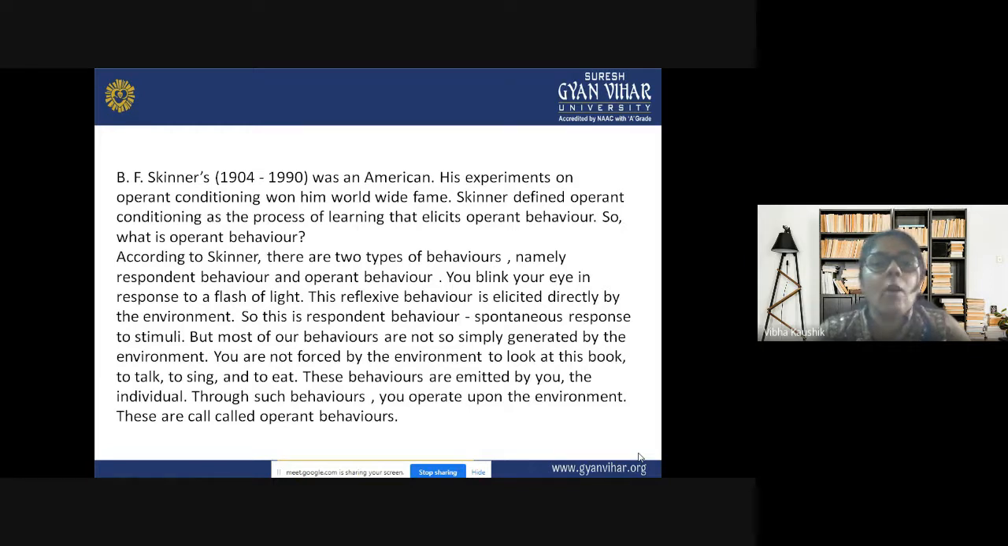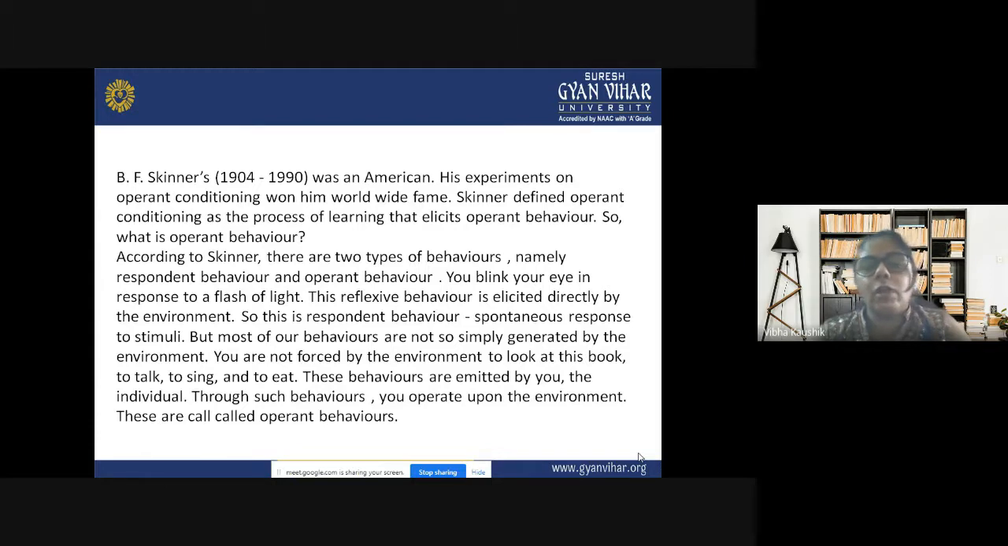Skinner defined operant conditioning as the process of learning. Skinner defined the concept of operant conditioning as the process of learning by which a person learns the way of learning that elicits operant behavior. So, what is operant behavior? According to Skinner, there are two types of behavior.